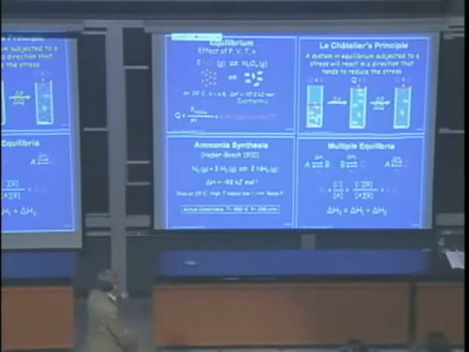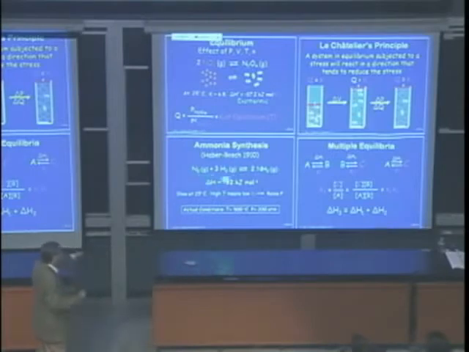If you increase the pressure, what would that mean for Q? Q would become smaller than K or larger than K? So I increase this here, okay, it becomes smaller than K. So in order to get K, I need to make more products to get back to K, right? So this is one of the things.